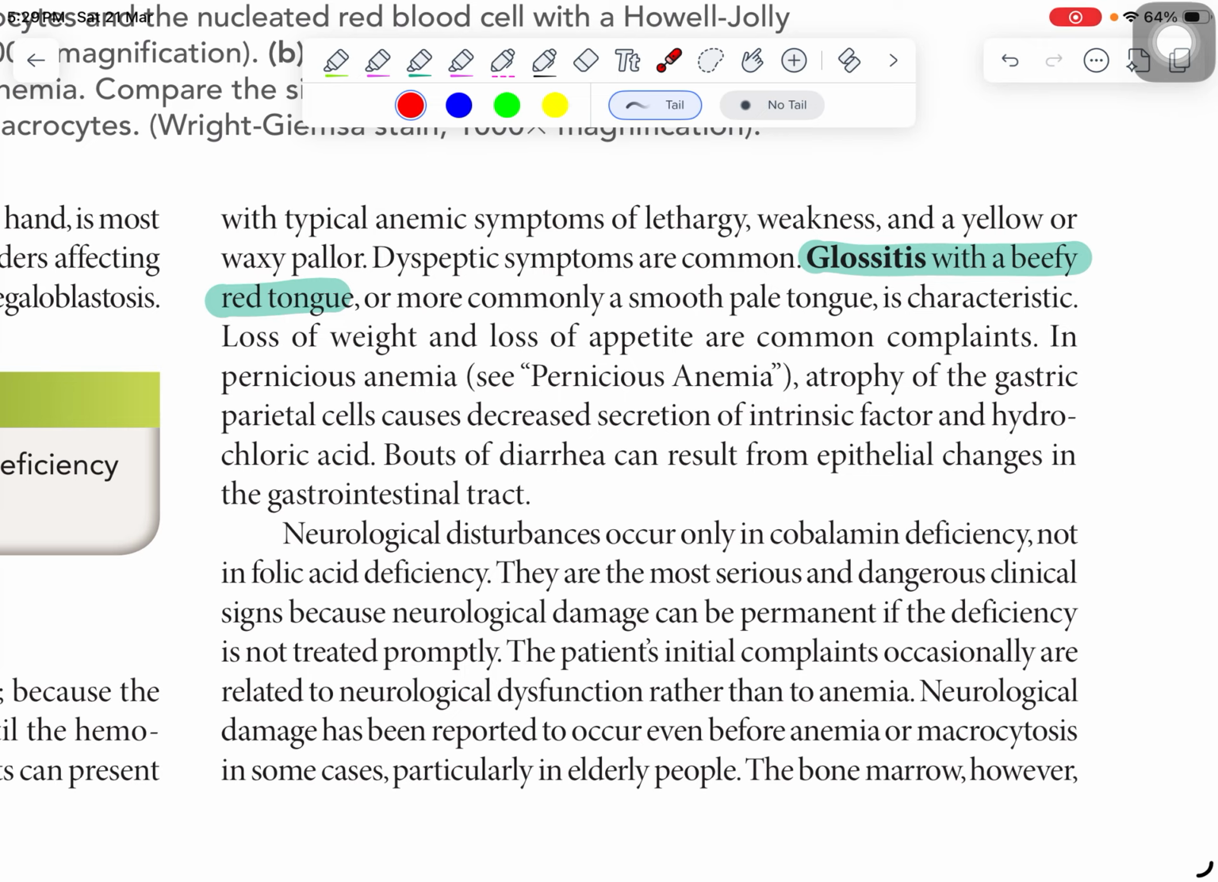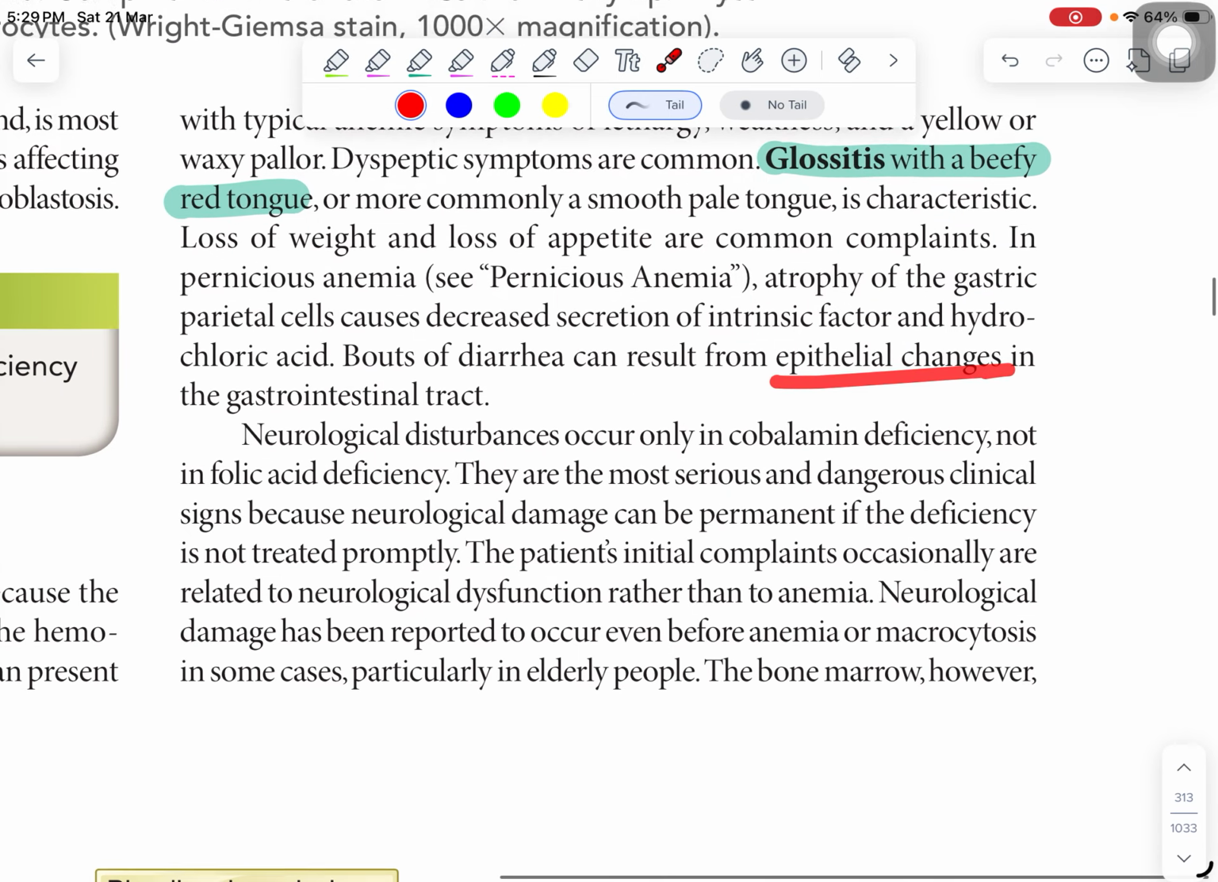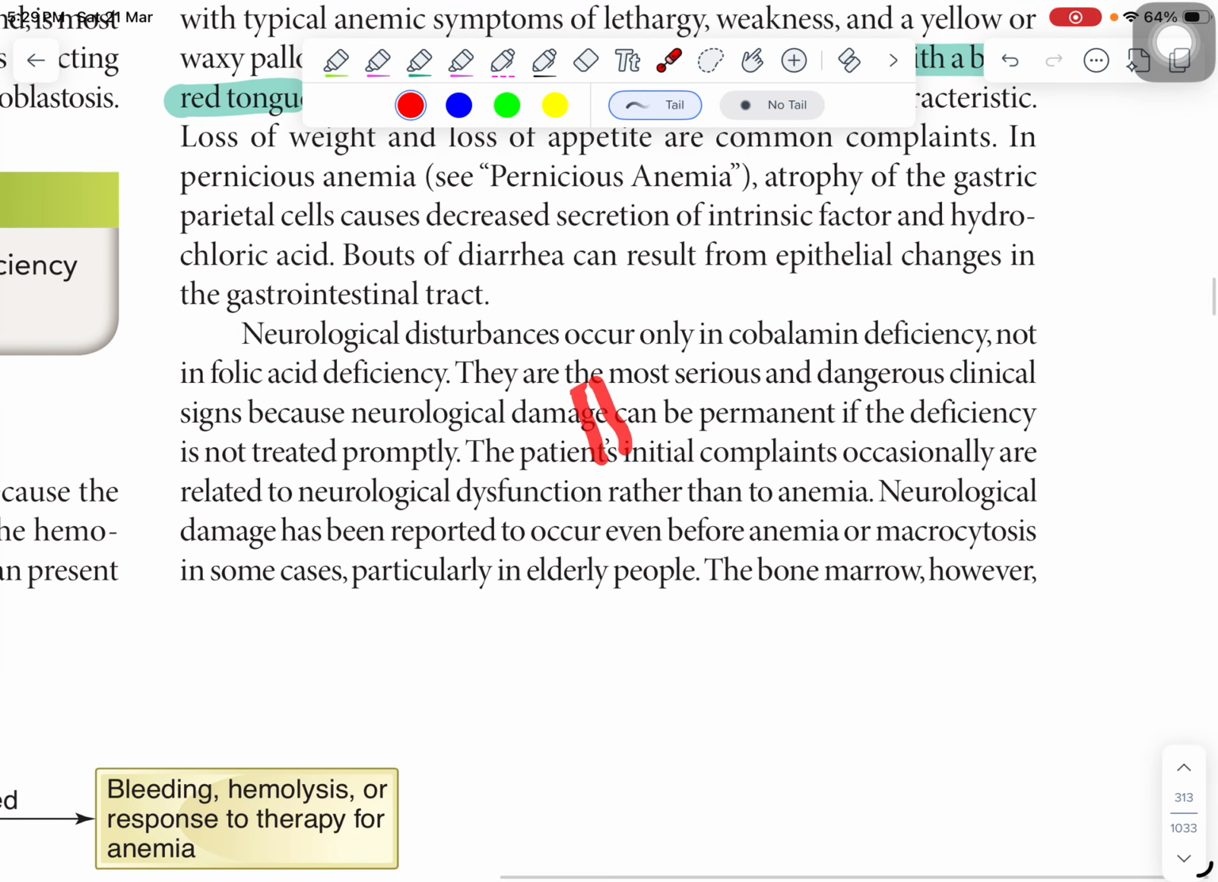Loss of weight and loss of appetite are complaints in pernicious anemia. Atrophy of the gastric parietal cells causes decreased secretion of intrinsic factor and hydrochloric acid. Bouts of diarrhea can result from the epithelial damage in the gastrointestinal tract.